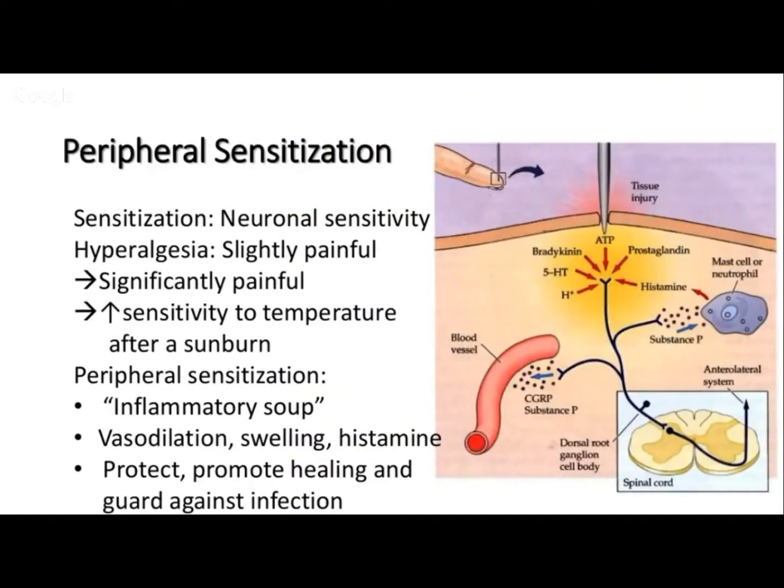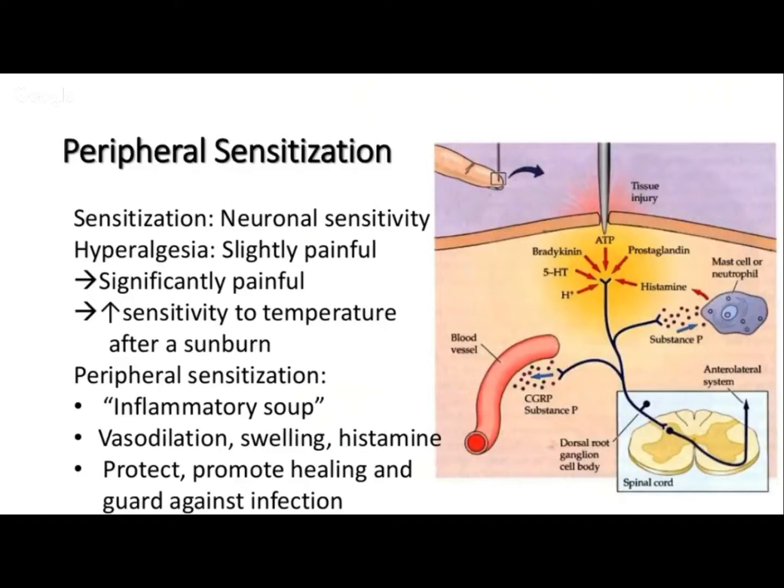All right. Then there is some sensitization. There's a concept of sensitization. So there are some people who have this pain. There's an increased neuronal sensitivity, which is basically sensitization. So there is the sensation of hyperalgesia, where a stimulus that is slightly painful is sensed as being extremely painful. Like for instance, increased sensitivity to temperature after a sunburn, right?